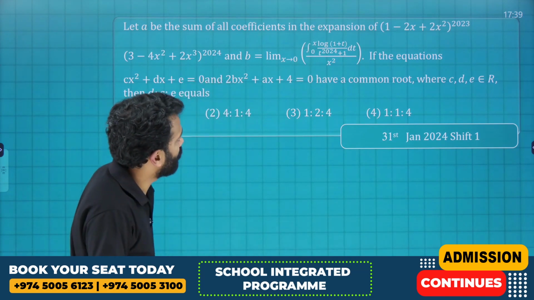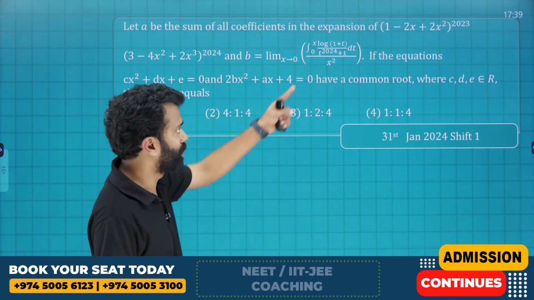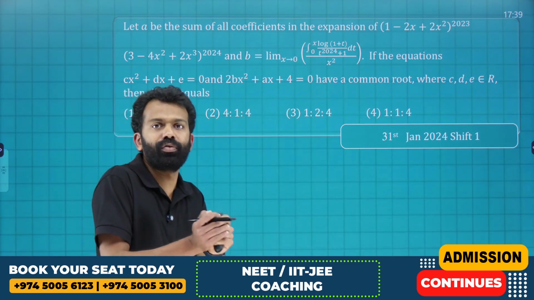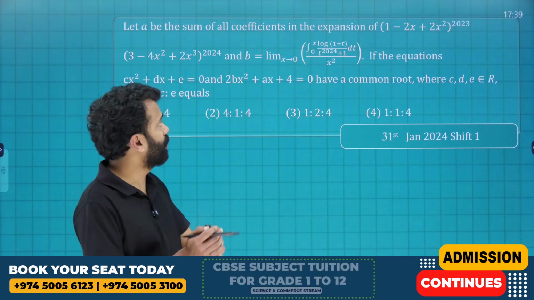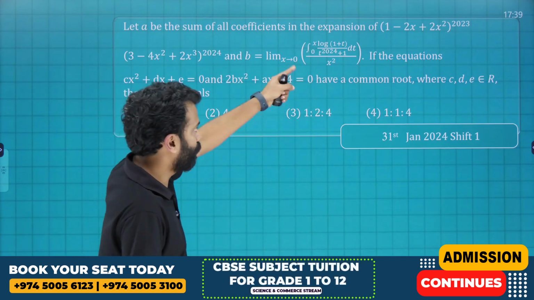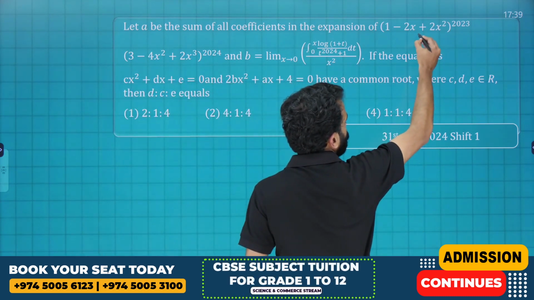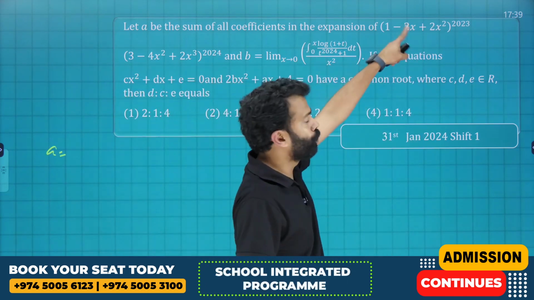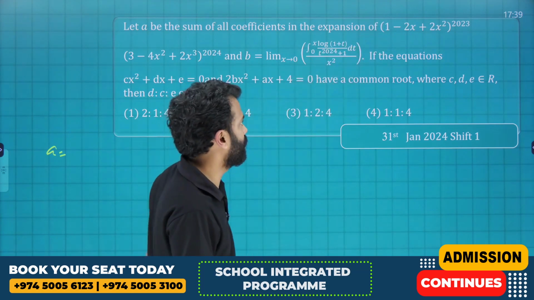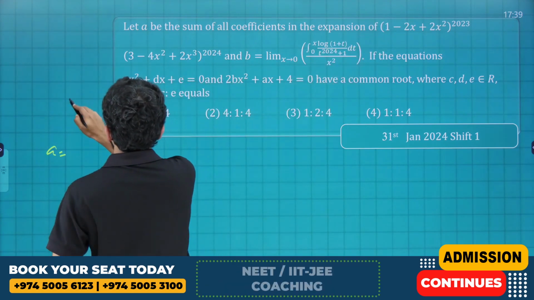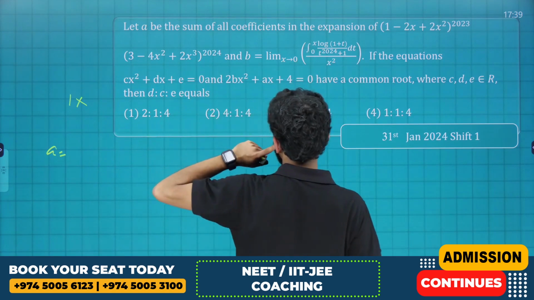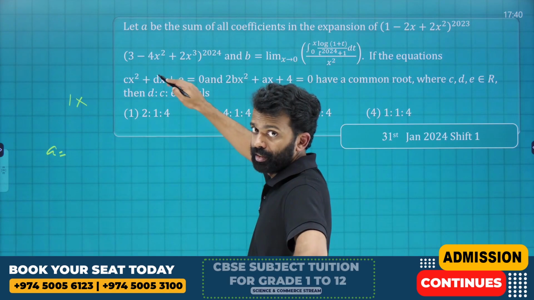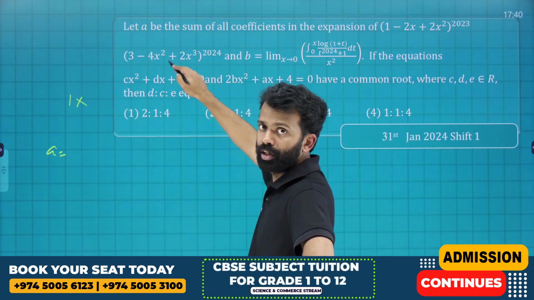So how are you going to find the sum of all coefficients in the expansion of this and this into this? It's very easy. Substitute the value of the variable equal to 1. You will get the sum of all coefficients. Okay. So if you substitute 1 here, A is equal to 1 minus 2 plus 2, that is 1 raised to 2023, that is 1. Okay. 1 into, here also if you substitute x is equal to 1, you will get the sum of all coefficients of this multinomial expansion. It is not a binomial expansion, it is a multinomial expansion.